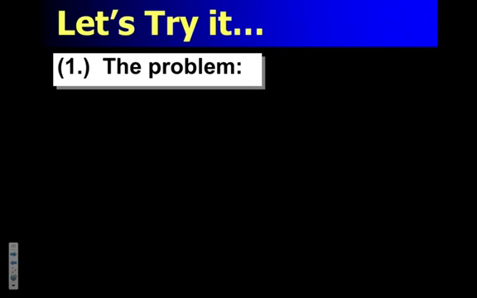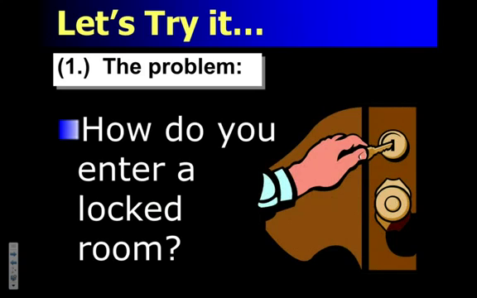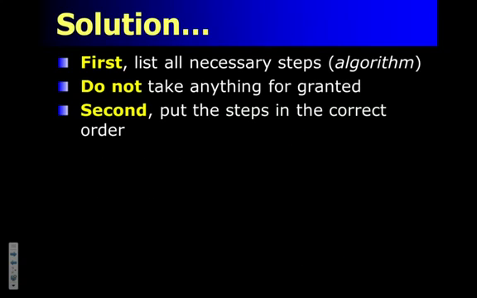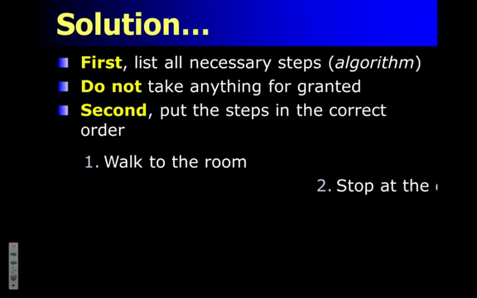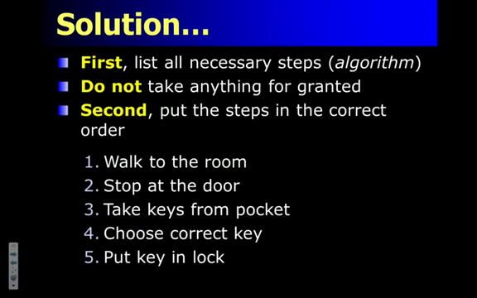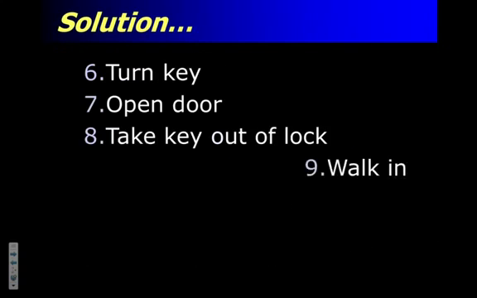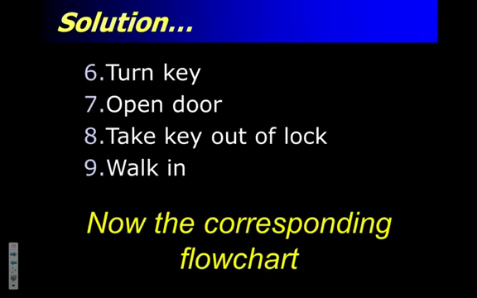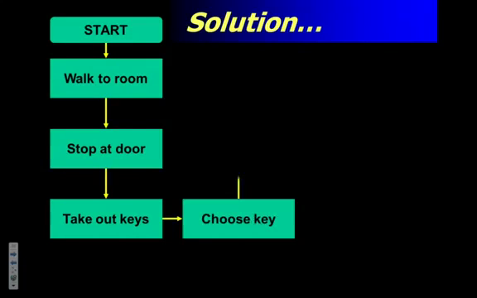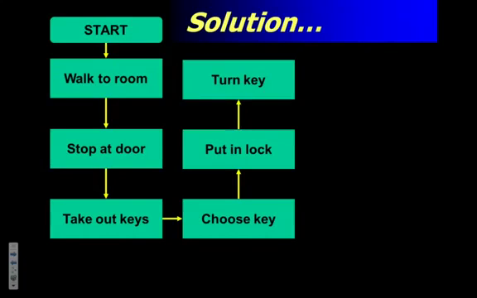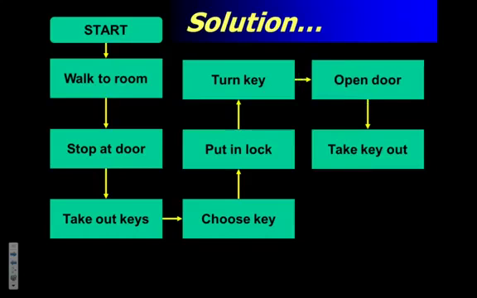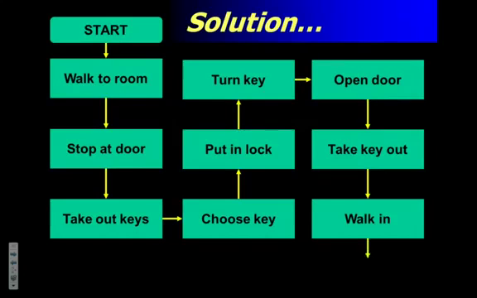Okay, so let's do the world's simplest flowchart. Just basically step by step. So here's the problem. How do I get in a locked room? First thing I would do is think about all the steps necessary for doing this. But let's skip right ahead. Let's put it into a flowchart. So I start. I walk to the room, stop at the door, take out the keys, choose a key, put it in the lock, turn the key, open the door, take the key out, walk in, and I'm done.